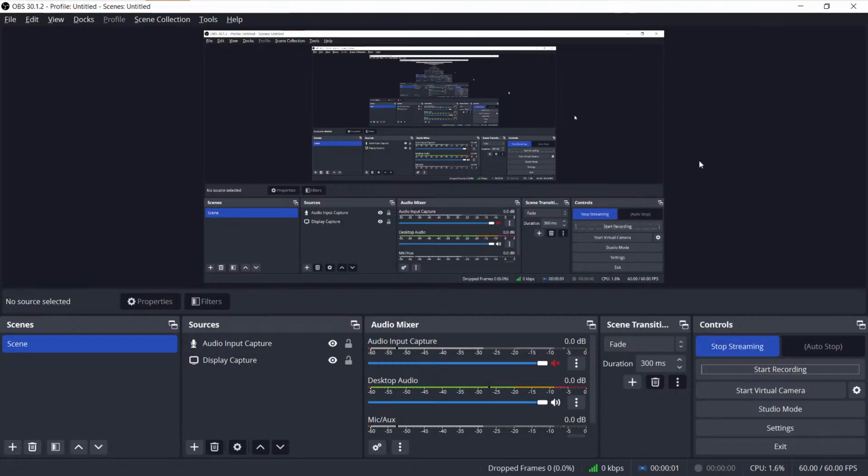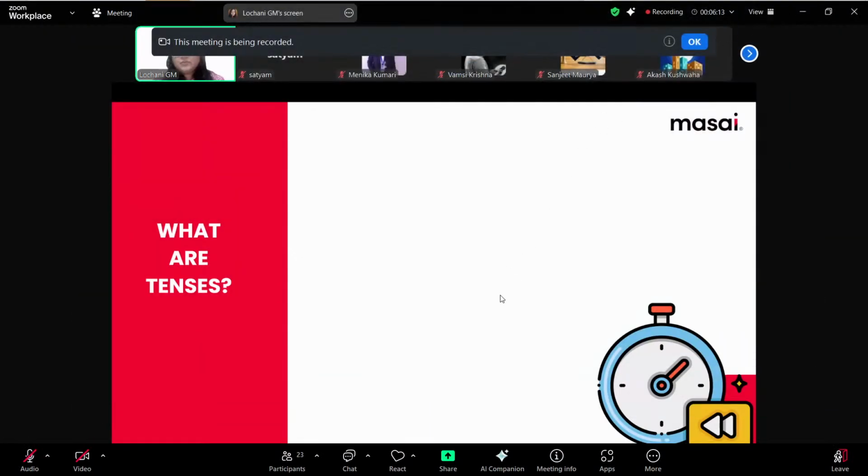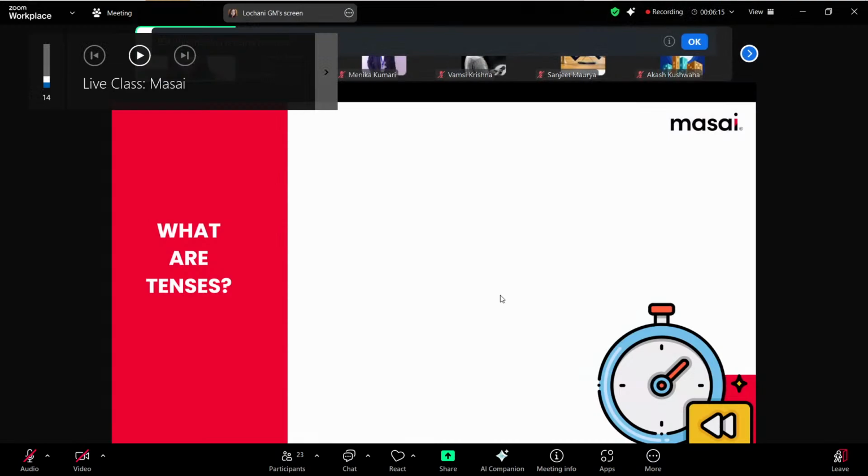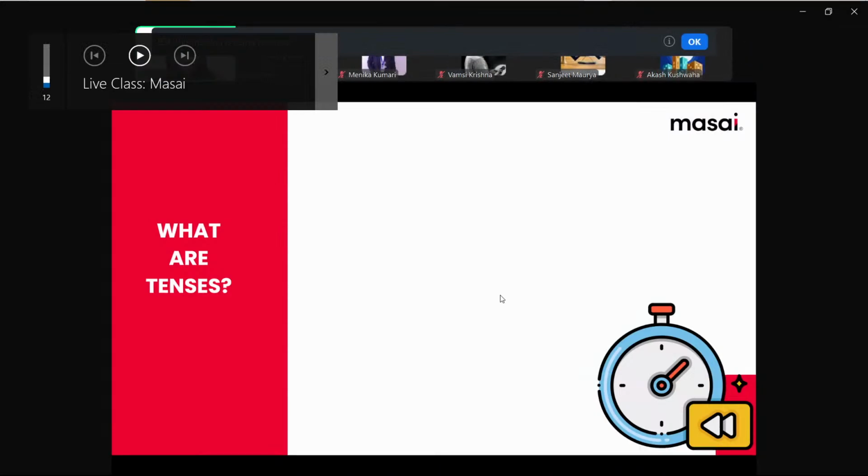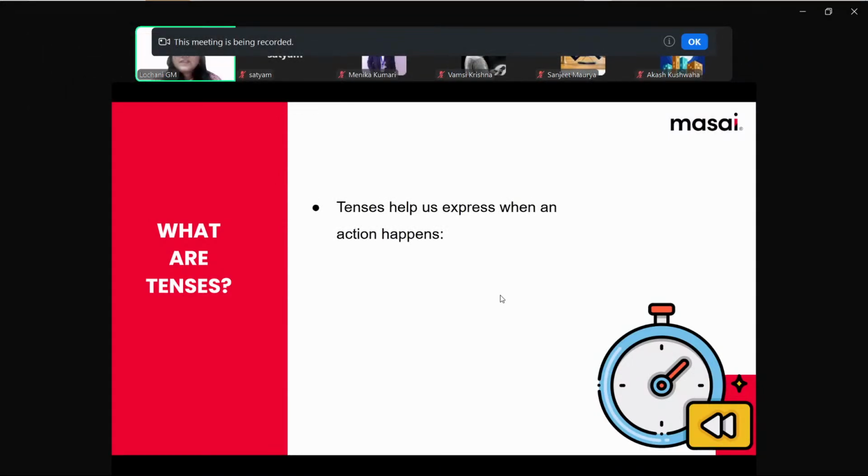Actually, these are tenses. I'm not going to go very deep into the grammar nitty-gritties. I'll tell you from the practical point of view. Tenses in English help us express at what time something happened, or which time we are talking about. Are we talking about the present? Are we talking about the past? Are we talking about the future?